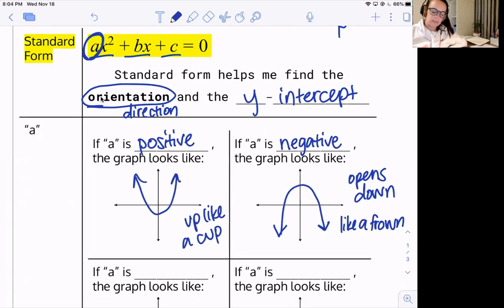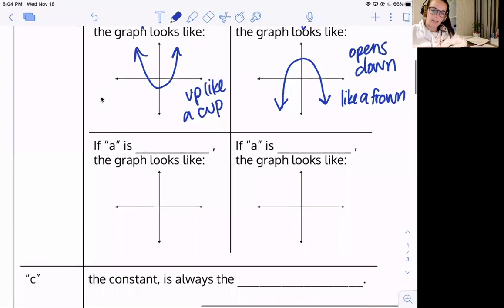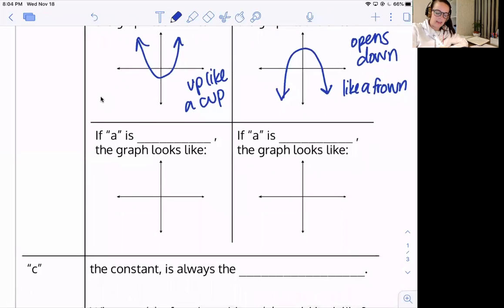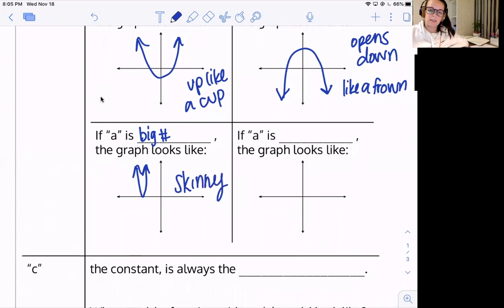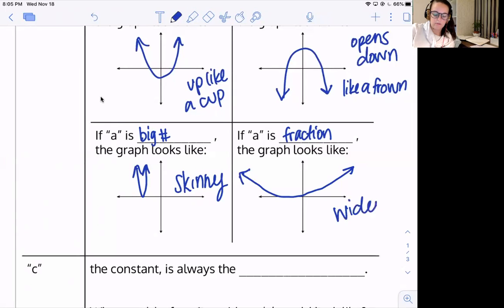And then a also tells us how skinny or wide it is, right? If a is a big number, it's going to get really, really skinny. And if a is a fraction or a smaller number, the smaller the number gets, the closer it gets to zero, the wider the graph gets. So the graph gets really, really wide if a is a fraction.